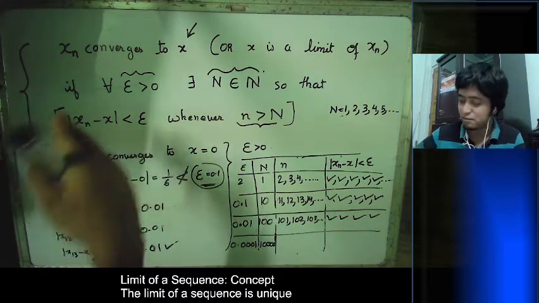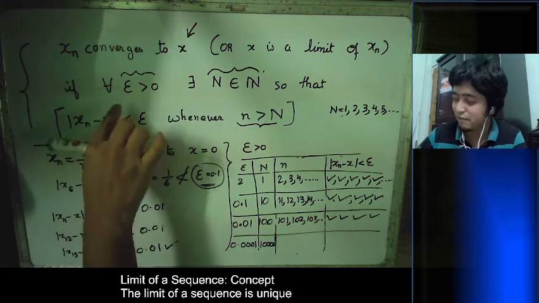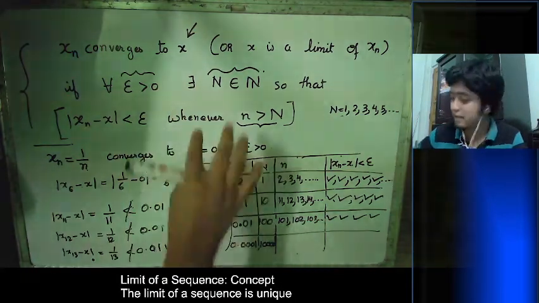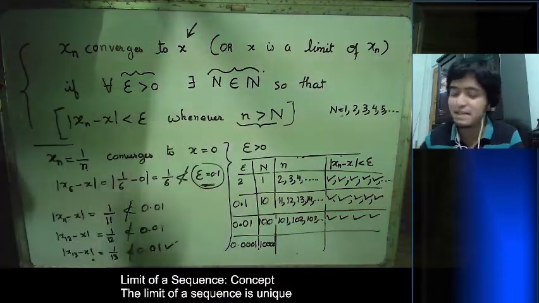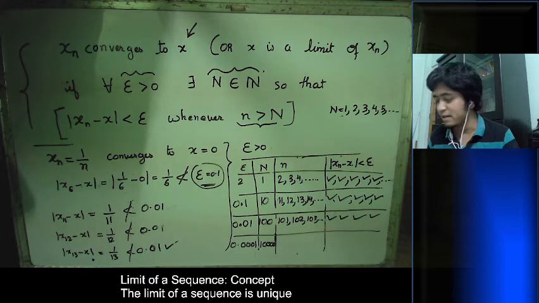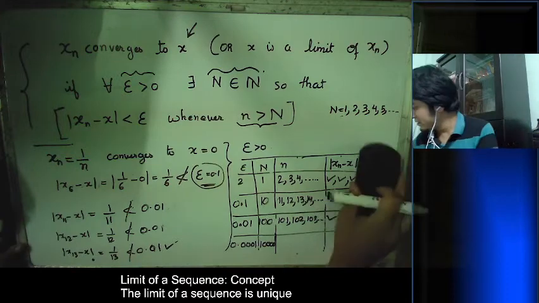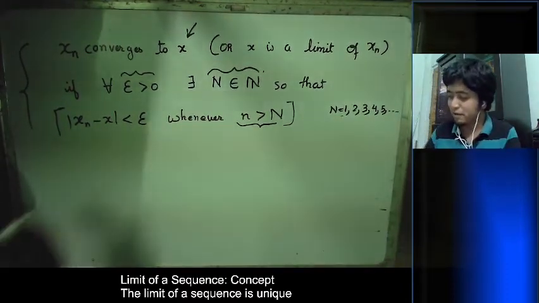So when this happens, that is, if for every epsilon that I give you, you can always find a natural number N, then in that case we will say that xn converges to x. I hope that is clear.